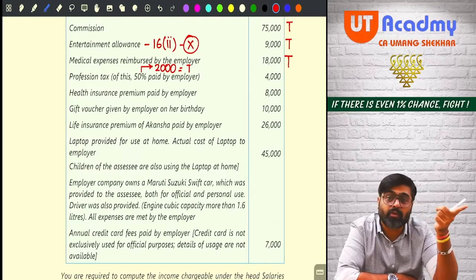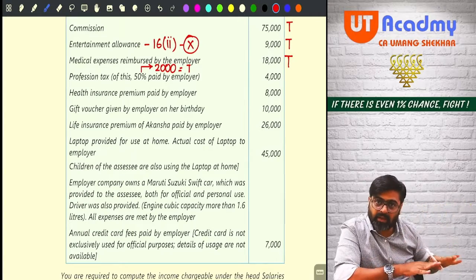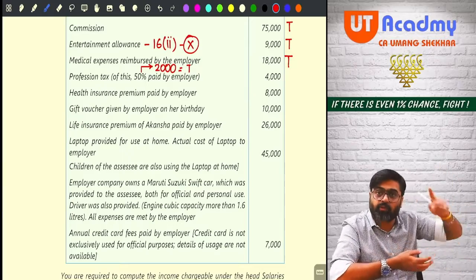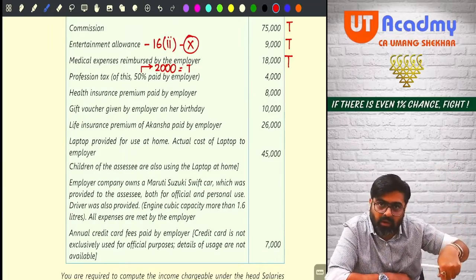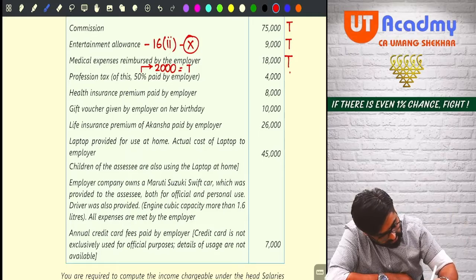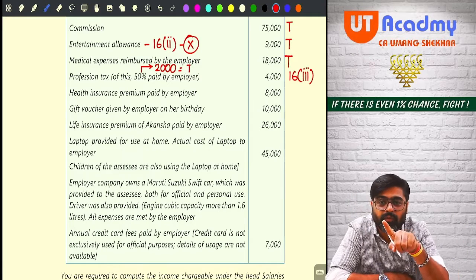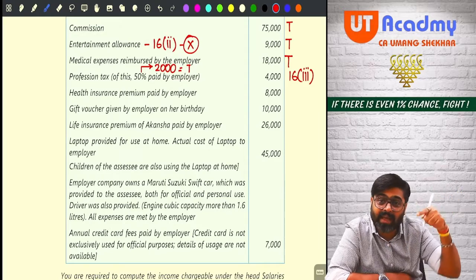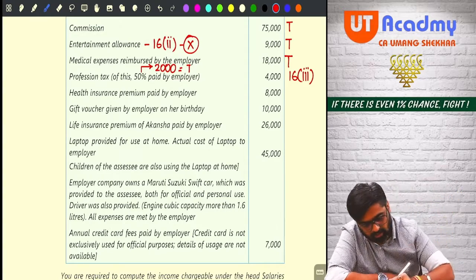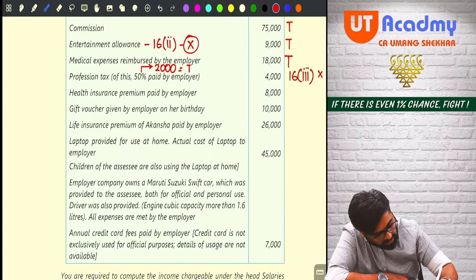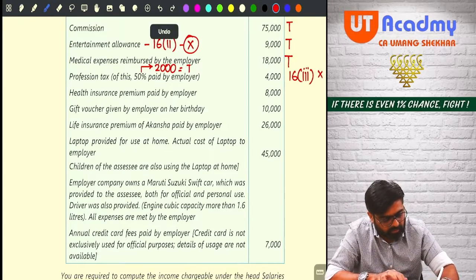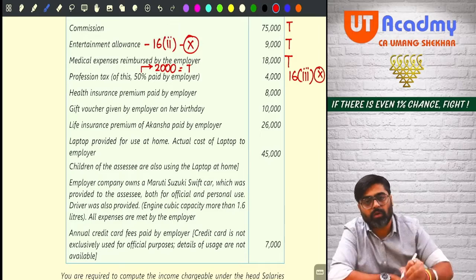Now, the 4,000 of professional tax which is paid in this year, 2,000 paid by the employer, 2,000 paid by you, 4,000 totally paid in this year, will be allowed as a deduction under section 16 clause 3 only if you are shifting out of 115BAC. But are you in 115BAC? Yes. So this will also not be allowed. Understanding? So only one effect has to be given.